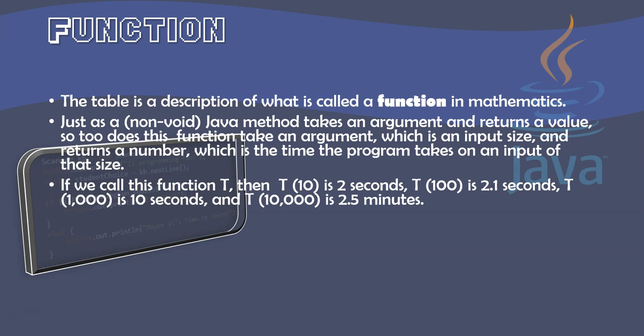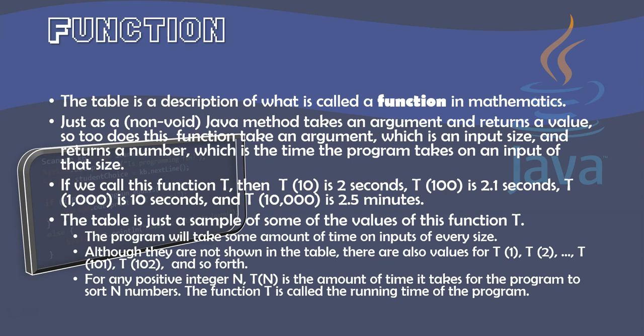So let's just say we call this function t. Then we can say t of 10 is 2 seconds, t of 100 is 2.1, t of 1,000 is 10, and t of 10,000 is 2.5 minutes. The table, of course, is just an example. We're just looking at some sample sizes, and obviously we could have inputs of every size. I could ask how long it will take for an input of size 5, or size 500, or 127. Obviously, we could plug those in here.